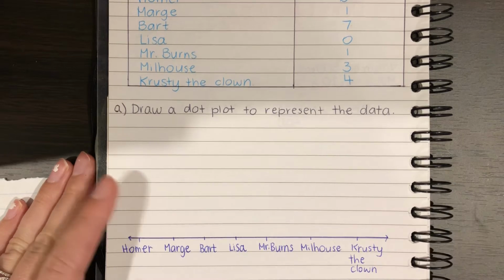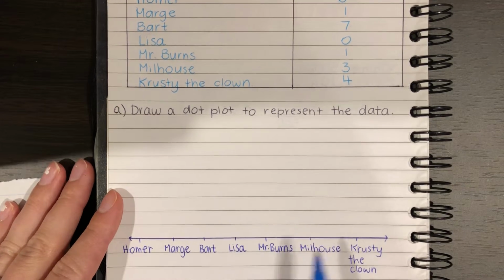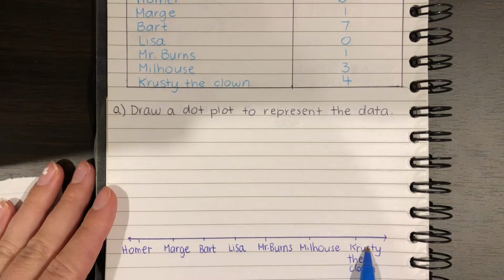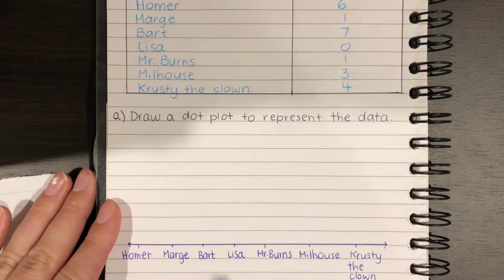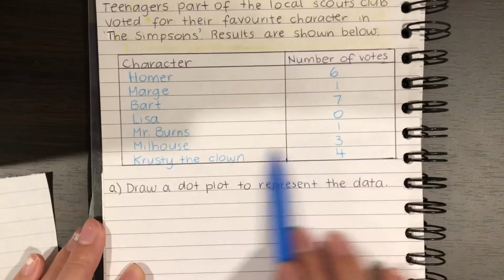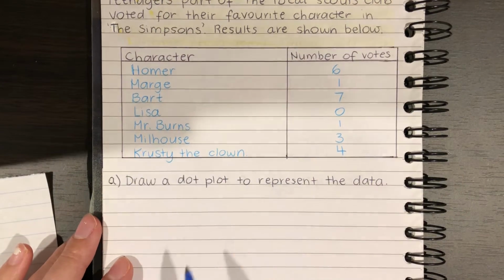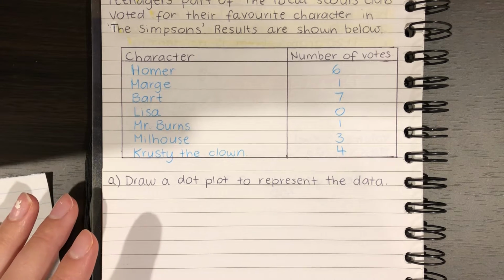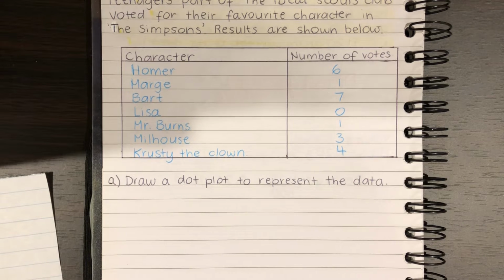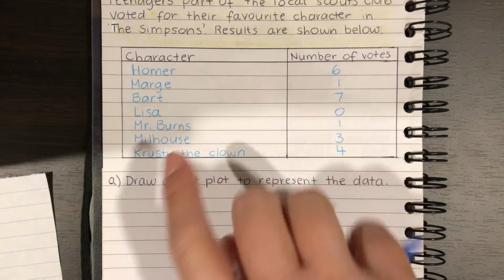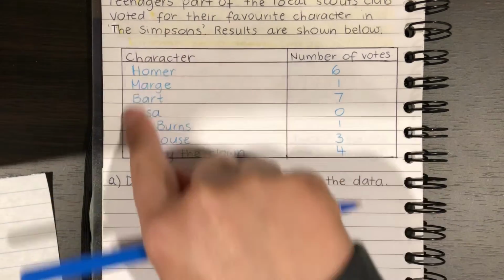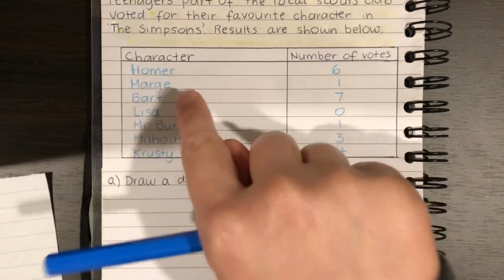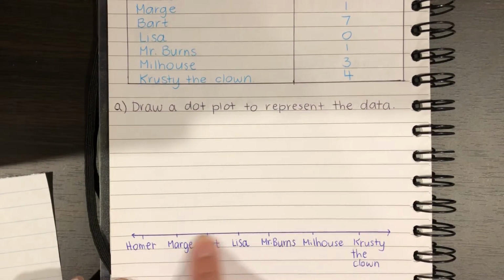Okay, so we've got Homer, Marge, Bart, Lisa, Mr. Burns, Milhouse, and Krusty the Clown. Okay, so you would do this for any question you had. If your question was about a survey about people's favourite pizza, people's favourite holiday they've been on, the number of people that were at a party, favourite sports, how many hours of homework you do a week, whatever you have got data from, those things are going to be down here underneath this line.